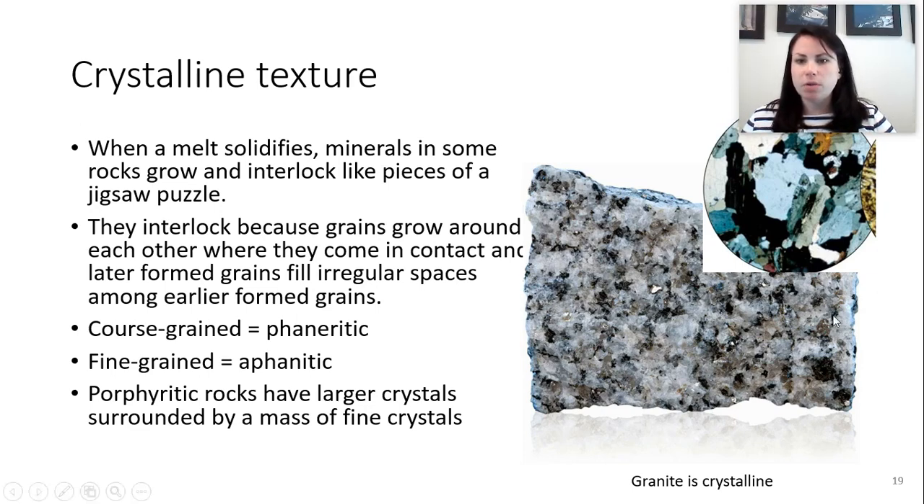And here's an example of granite, and it has a crystalline texture. And this, I would say, is coarse-grained. Usually when we try to distinguish between fine-grained and coarse-grained, it's something that you can visibly see with your eye. You might actually be able to measure it. Fine-grained would be much smaller.